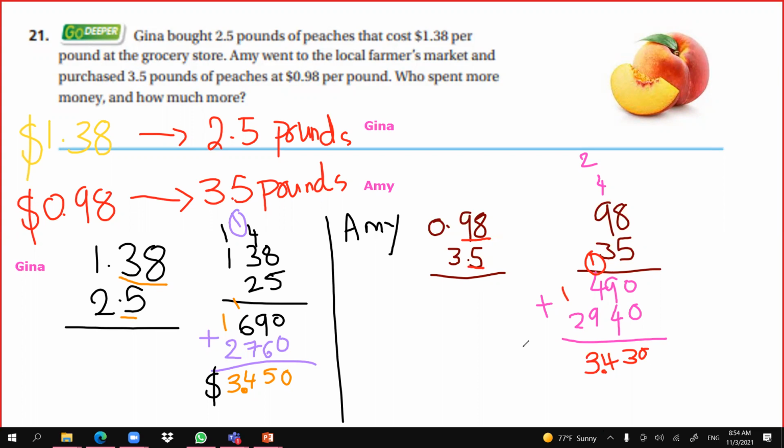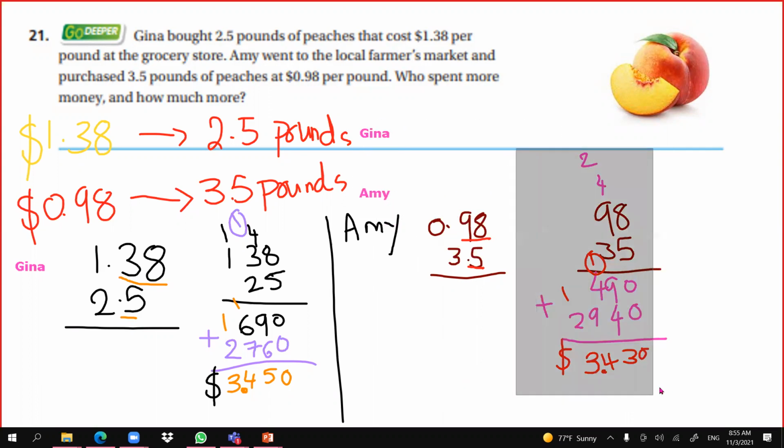Thank you. So here we found that after we solve it, Amy spent 3.430 for the peaches. Now let's see who spent more. Let's ask. I want to choose Dina. Yes, Dina.